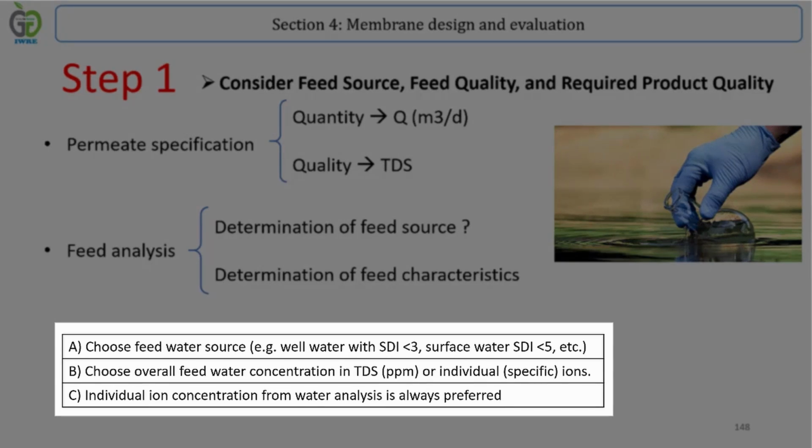A. Choose feed water source, such as well water with SDI less than 3 and surface water with SDI less than 5, and so on. B. Choose overall feed water concentration in TDS or individual ions. And C. Individual ion concentration from water analysis is always preferred.